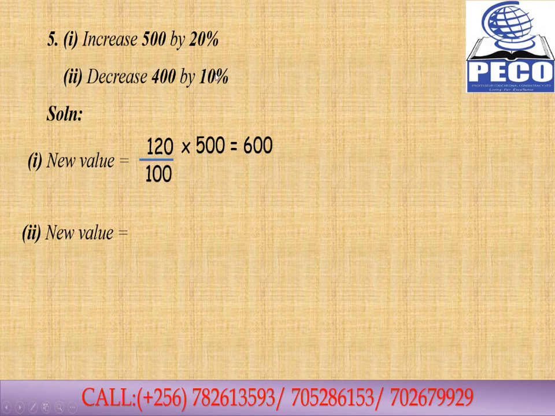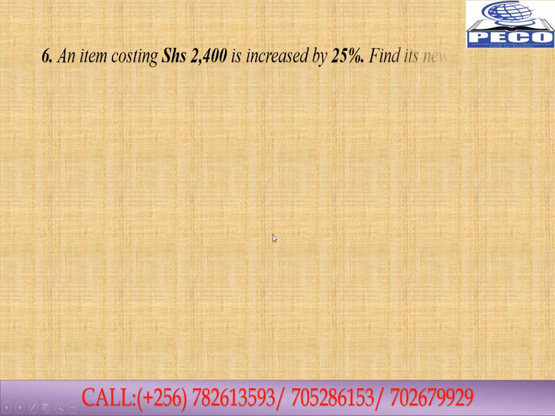Decrease 400 by 10%. Decrease, we are reducing from 100. So 100 minus 10 gives us 90 out of 100 times 400. That gives us 360.